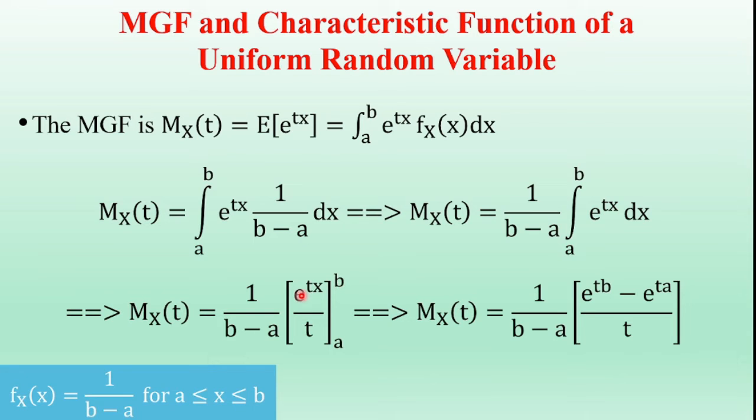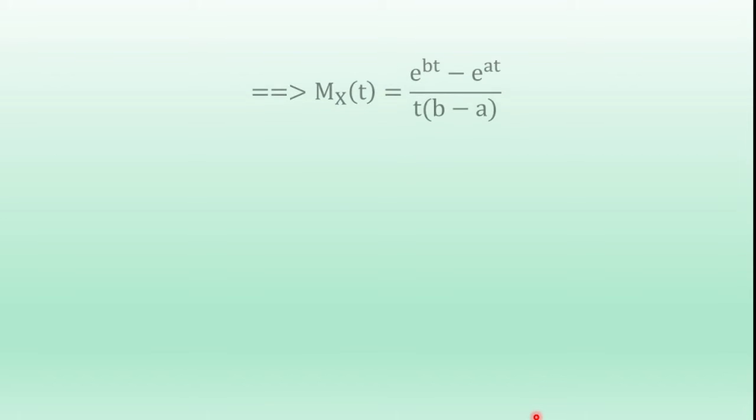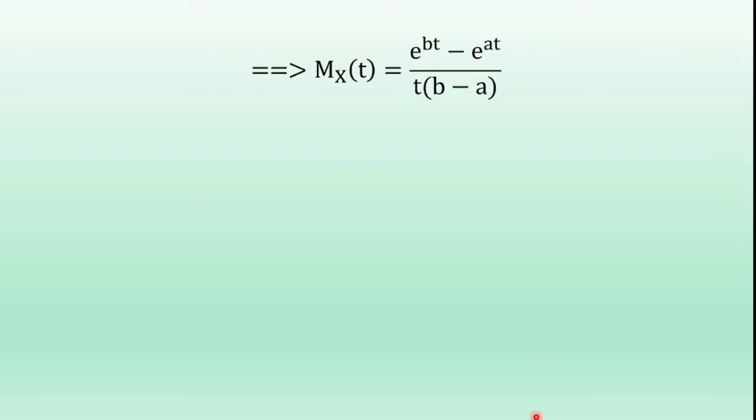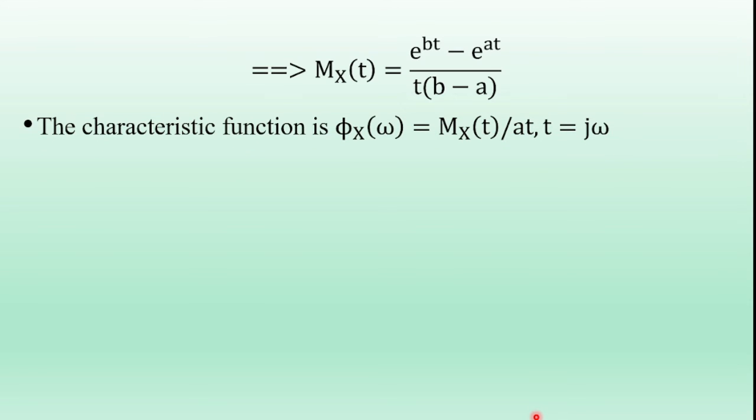Now substitute the upper value of x and the lower value of x. We get 1 by b minus a into, for the upper value of x, e power tb, and for the lower value of x, e power ta. Taking t as the LCM, we get e power tb minus e power ta by t. Therefore MX of t is equal to e power bt minus e power at by t into b minus a. This is the final expression of the moment generating function of a uniform random variable.